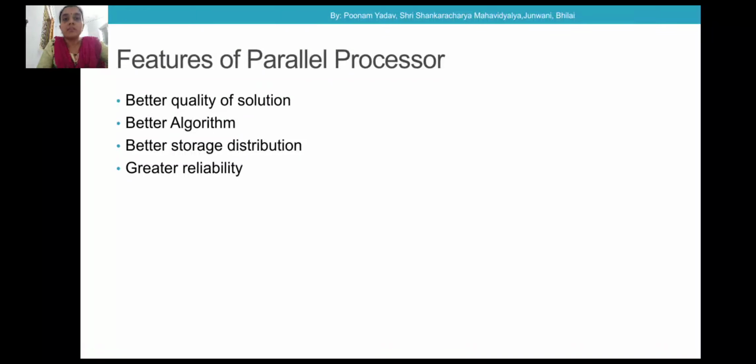Then better storage distribution. Yes, because we are using a number of processing elements and a number of storage elements or memory, it will allow a large storage capacity. Then greater reliability, it has better fault tolerance. Okay, so it will give a better result even if the system fails.